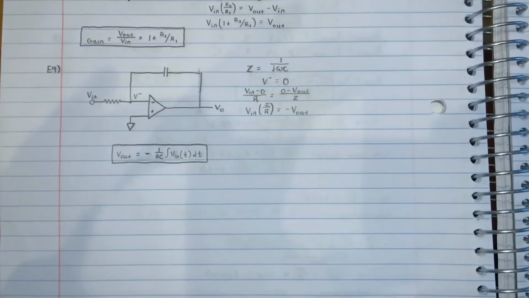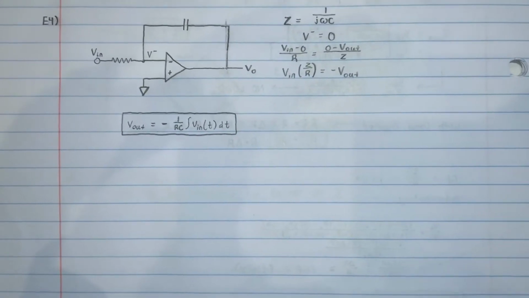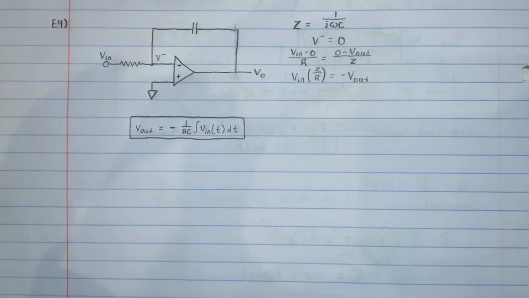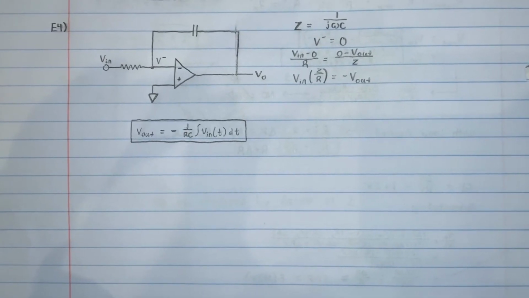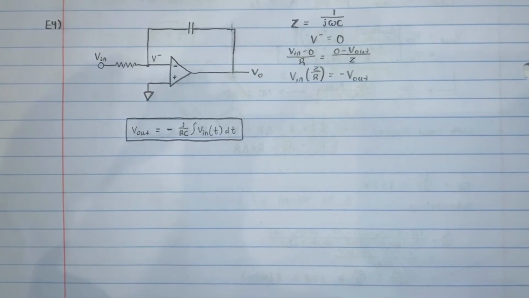All right, and down here we have exercise 4, where we can see our diagram here. We know impedance equals 1 over j omega C. Performing KCL, we get that V out equals -1 over RC times the integral of V in of t dt.